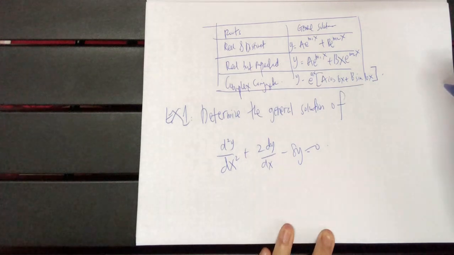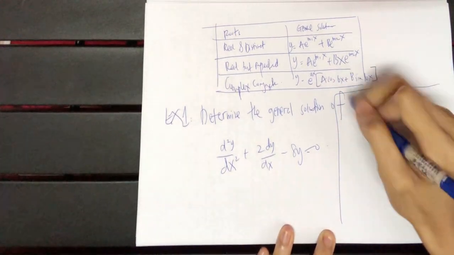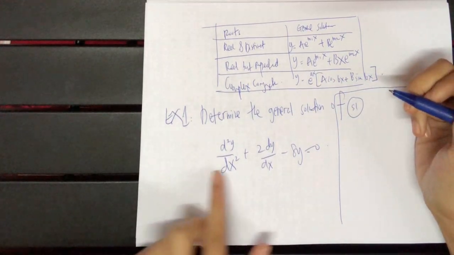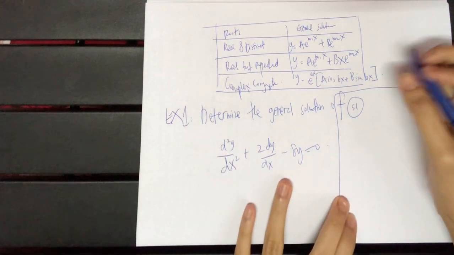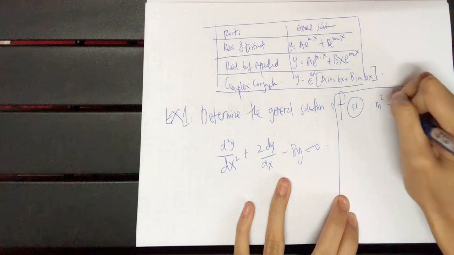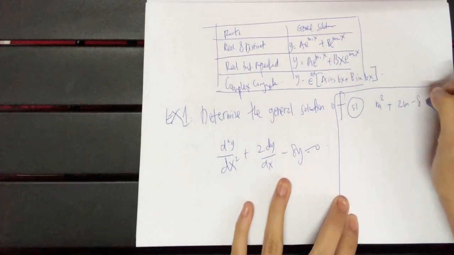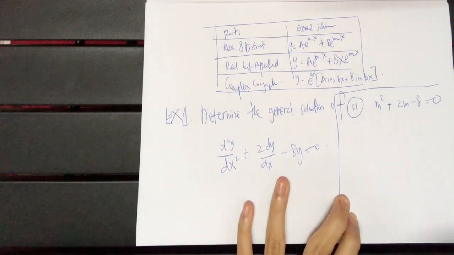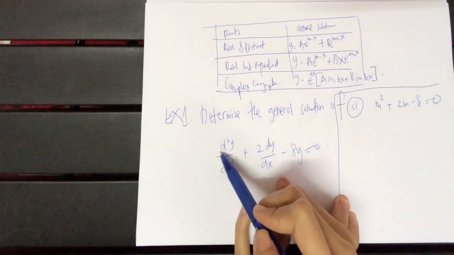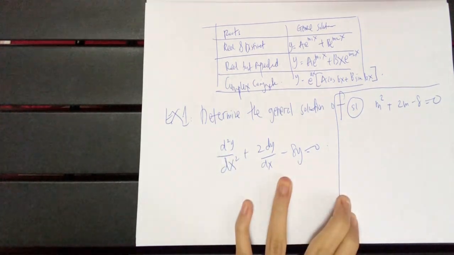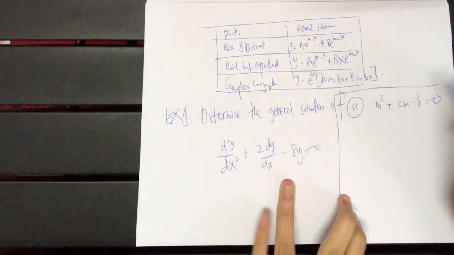Step number 1, you need to make this become the characteristic equation. So it becomes m square plus 2m minus 8 equal to 0. They have a, it's not that there's no a, but the a means 1. So a is 1, so there's no need to write the 1.